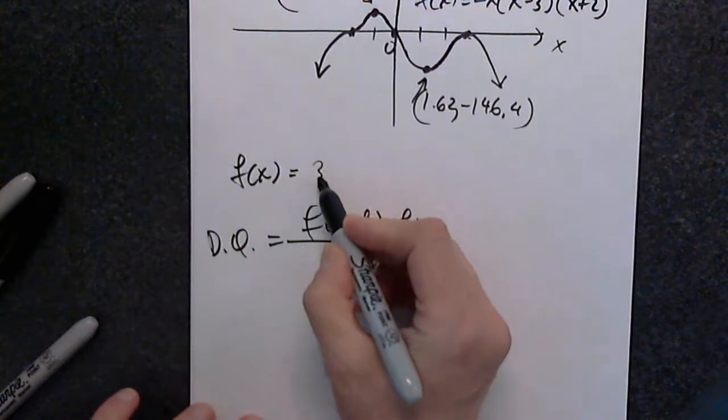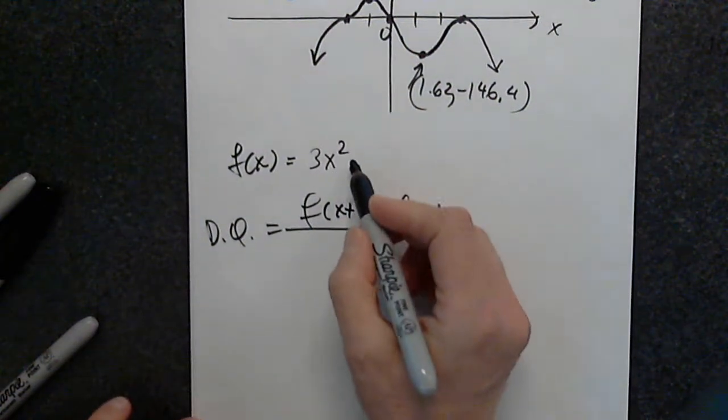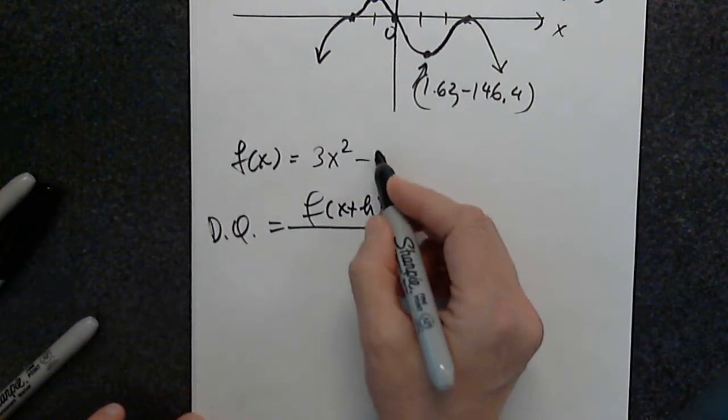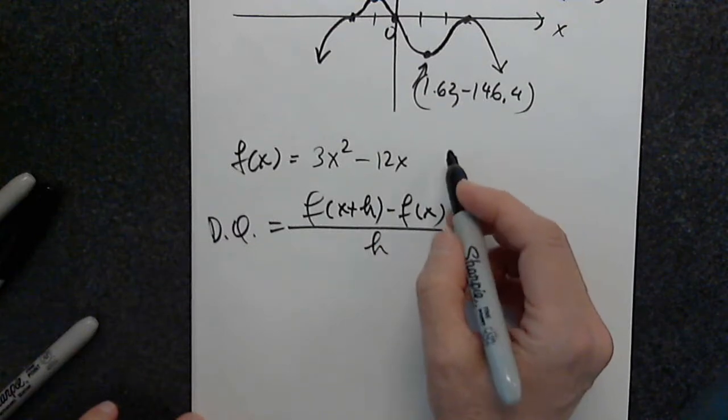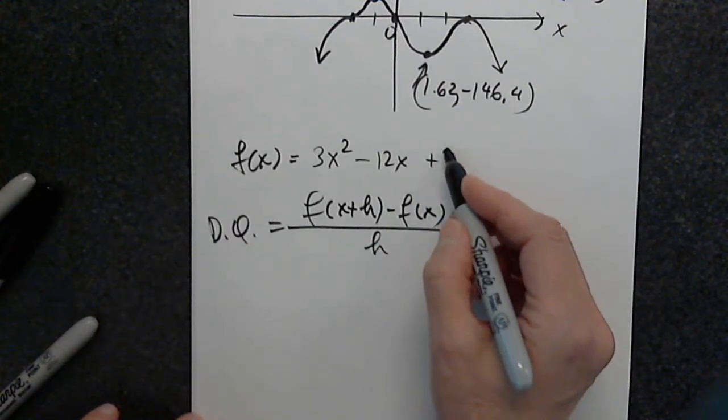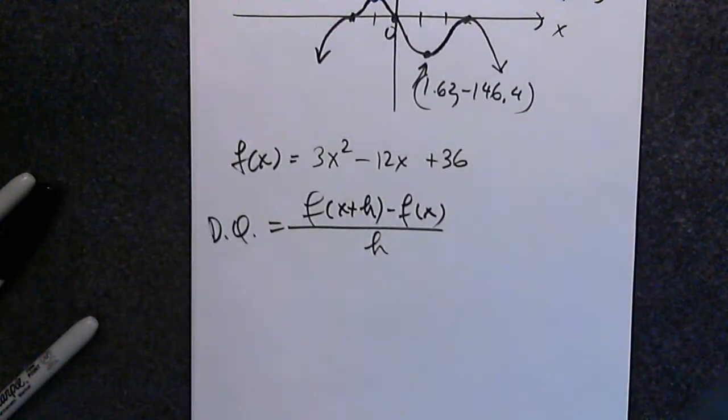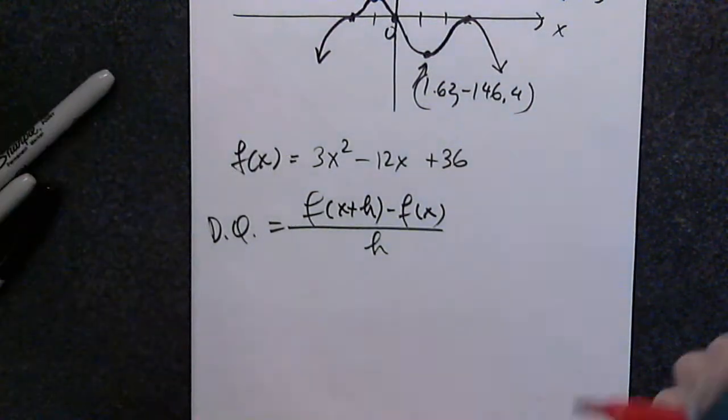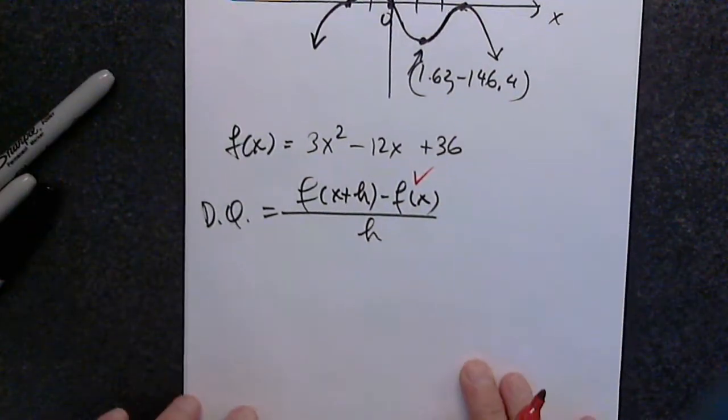3x squared minus 12x plus 36. Perfect. So this is a quadratic function. We are asked to find and simplify the difference quotient. Perfect example. Now the question is, what do I have and what do I have to work on? I do have f of x, so that piece is given to us. What else?